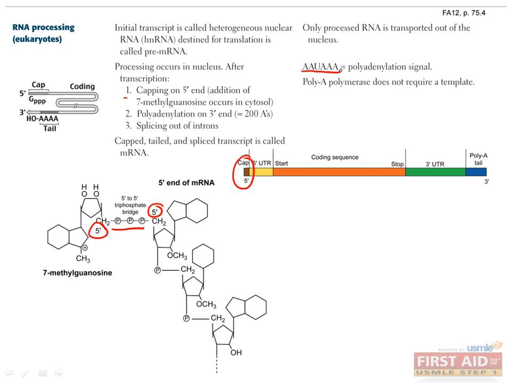Next, the sequence AAUAAA at the end of the 3' UTR is used as a signal to add about 200 more A's to the end, which is called polyadenylation. Both the cap and the polyadenylation can regulate export from the nucleus, and they also prevent degradation by exonucleases and promote translation. Third, the introns have to be spliced out, which I'll go through in more depth in the next slide.